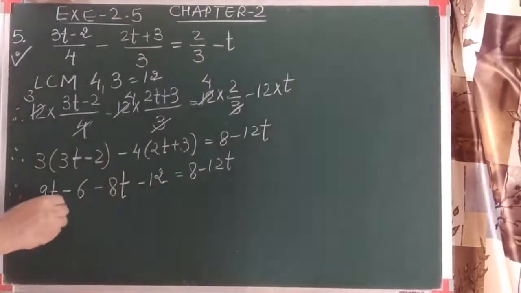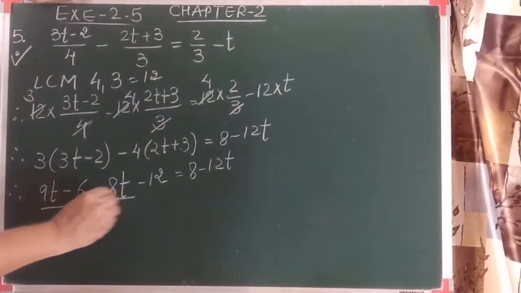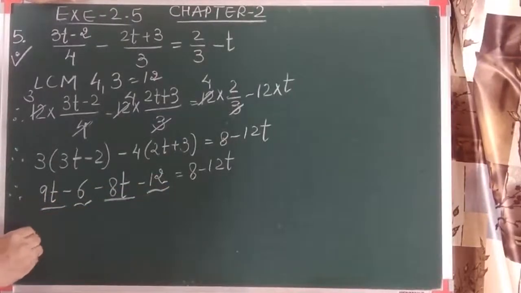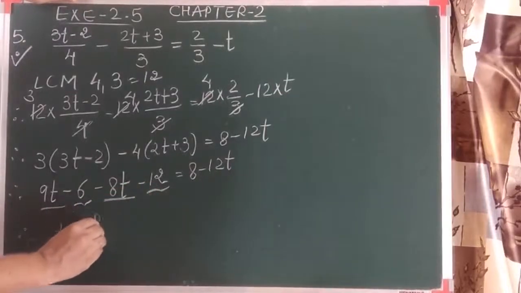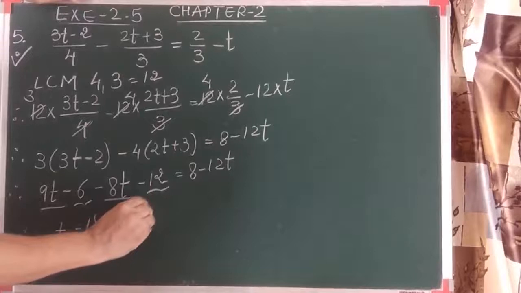Let's simplify the left hand side. There are 2 like terms, so we should simplify that first. 9 minus 8, that is 1. Minus 6 minus 12, that is minus 18. Is equal to 8 minus 20.